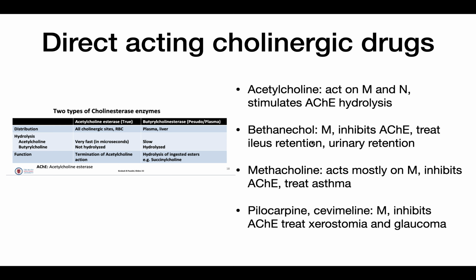Which one was smooth muscle again? So that's going to be M2. Methacholine will act mostly on the muscarinic receptors, and it's going to inhibit acetylcholinesterase to treat asthma.